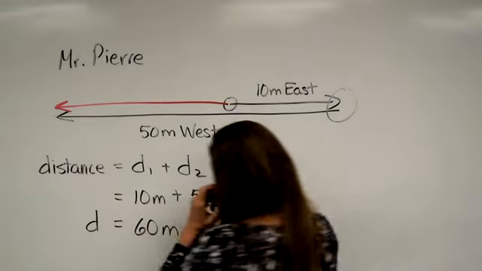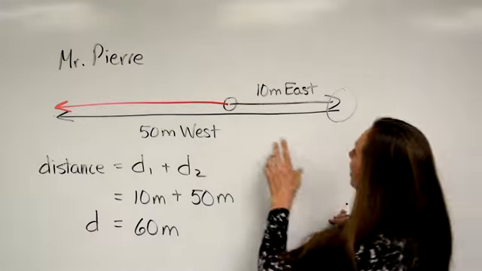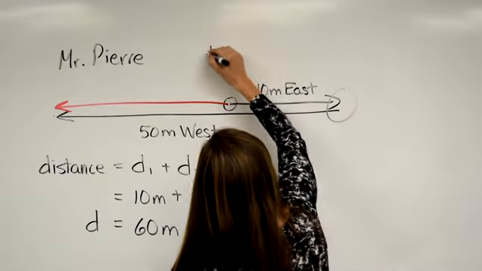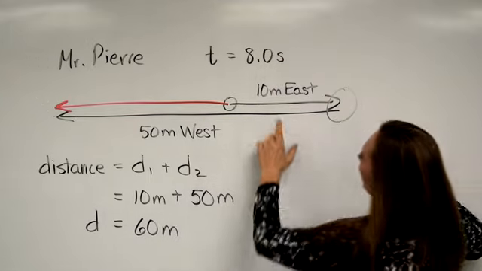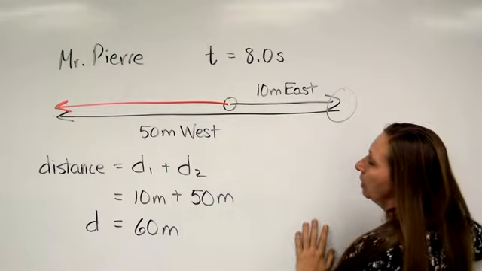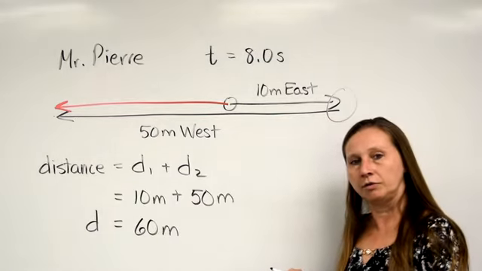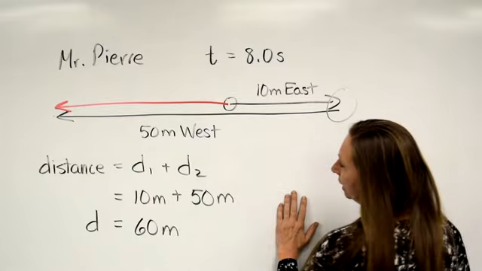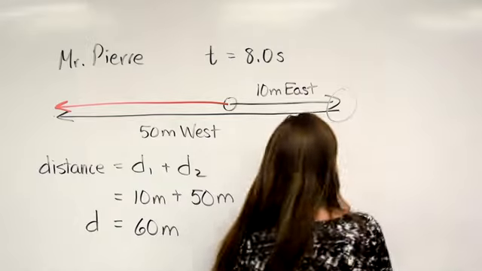All right, since we know the distance, we can calculate his speed. And it took him 8 seconds to do this. The time that it took was 8 seconds. This was given, and the time was given. The question is, calculate his speed and then calculate his velocity. In order to calculate his speed, we first calculate his distance, and now we calculate his speed.